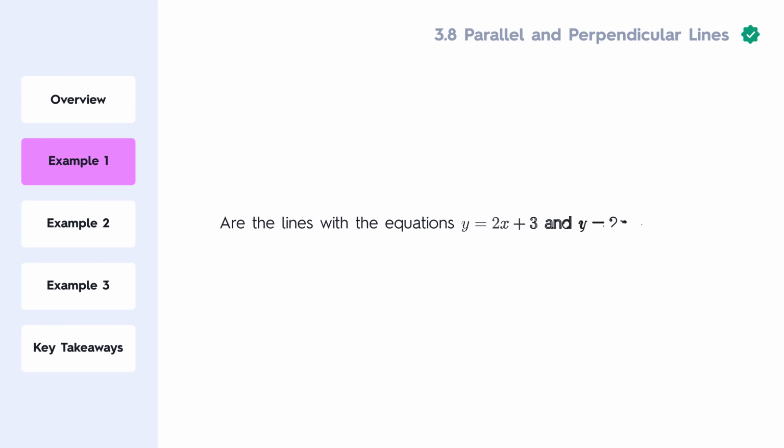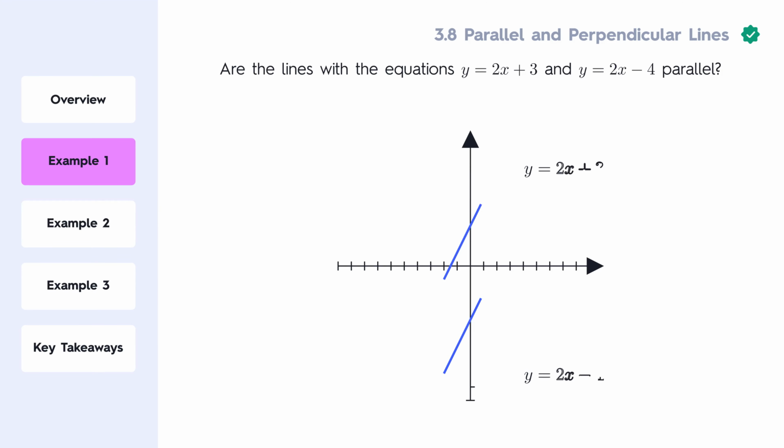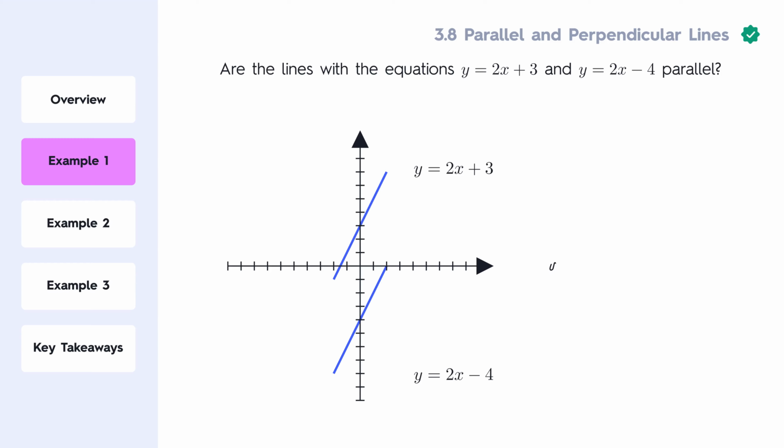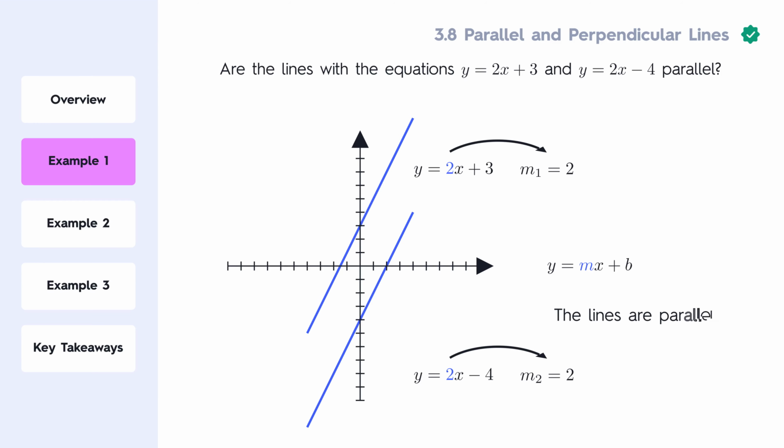Let's take a look at a few examples. Are these two lines parallel or perpendicular? Let's break this down. To check if two lines are parallel, we need to compare their slopes. Remember, lines are parallel if and only if they have the same slope. For the line y equals 2x plus 3, the slope is 2. For the line y equals 2x minus 4, the slope is also 2. Since the slopes of both lines are the same, the lines are parallel.